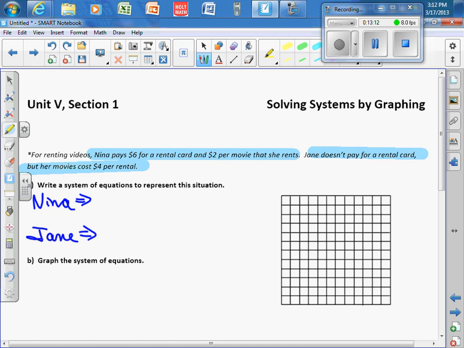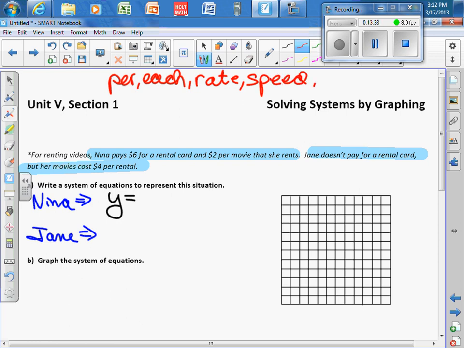So what does Nina pay? She pays $6 for a rental card and $2 per movie. So in other words, her final cost, what would be her cost? Well, that's going to be the y. Y equals, well, what we're going to do now is find the word per, each, rate, speed. In any story problem, when you see any one of these words, they're talking about the slope. So which word do we see here? Per. $2 per movie. Per means we're going to be multiplying $2 times the number of movies.